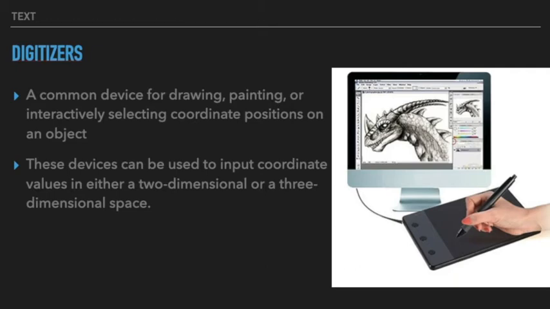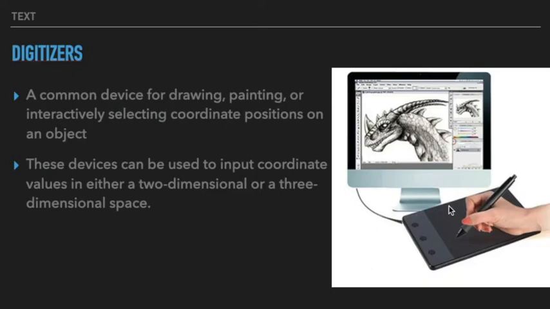Okay, so basically these devices are used to scan over a drawing or object and to input a set of discrete coordinate positions which can be joined with straight line segments to approximate the curve or surface shapes. When you see this example, you will understand.